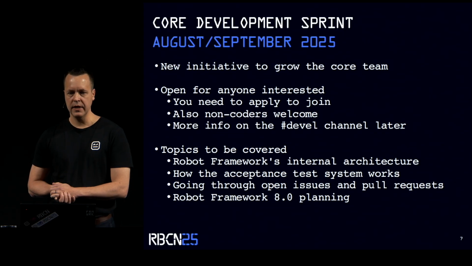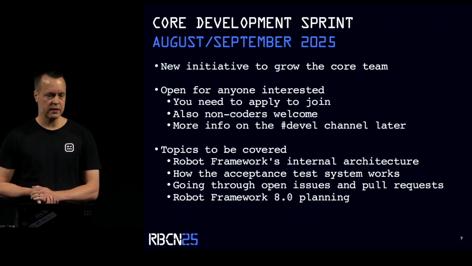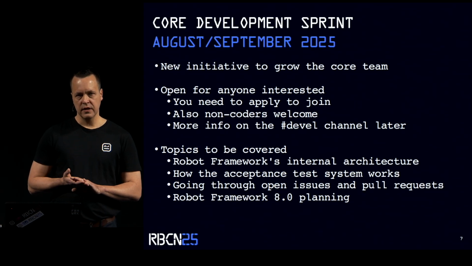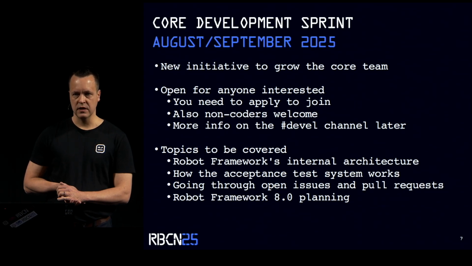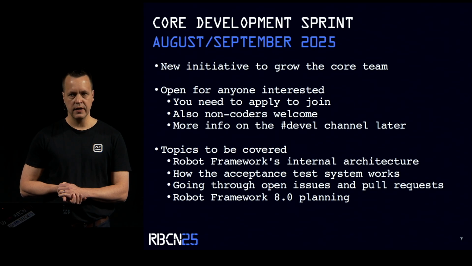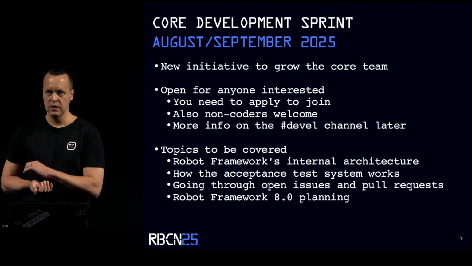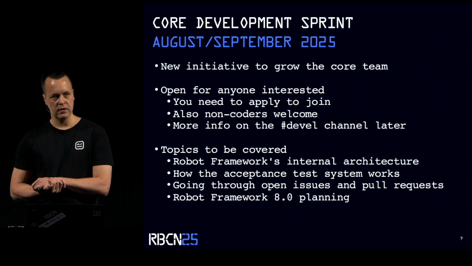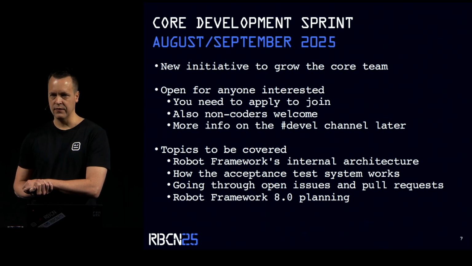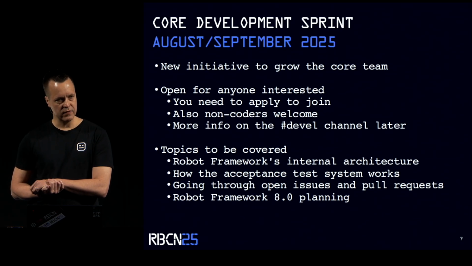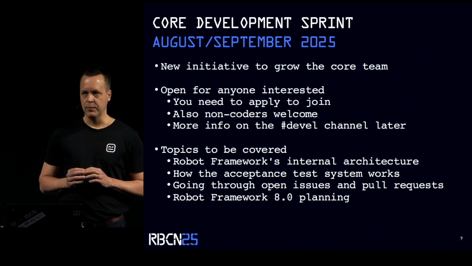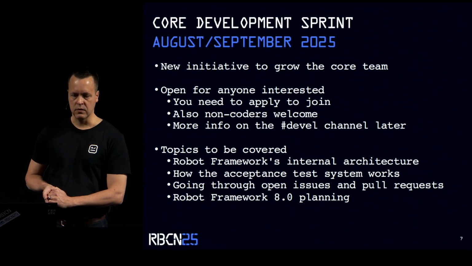So we're planning to have core development sprints in late August or early September. This is a new initiative to grow the core team. It was just approved this Monday by the Robot Framework Foundation board. The idea is that if we get more people who can work actively in the core, we can get features done faster. And it's also safer that it's not mostly me who is developing that, if there are more people with knowledge about the core.